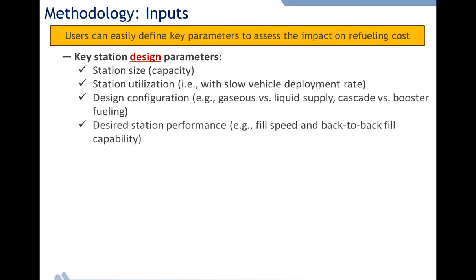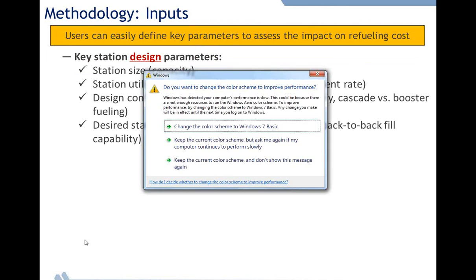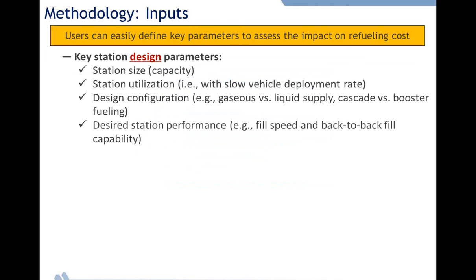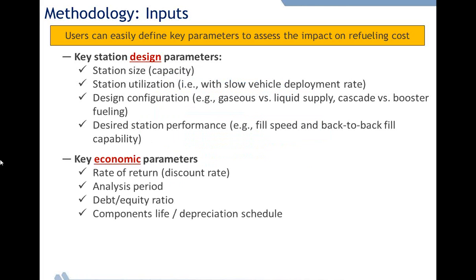So what are the model inputs? What are the key inputs that we were after trying to understand their impact? So first, design parameters. For example, station size is really a big factor. Station utilization, I mentioned really. So what if the vehicle's deployment rates are slow actually? How does that impact the economics at the station and the bottom line costs of hydrogen?